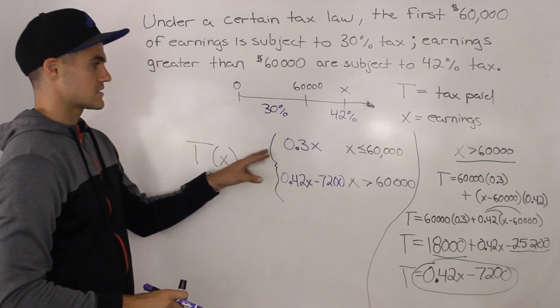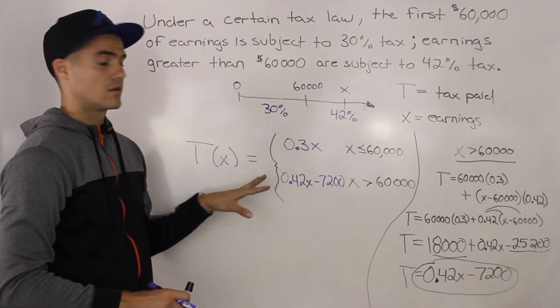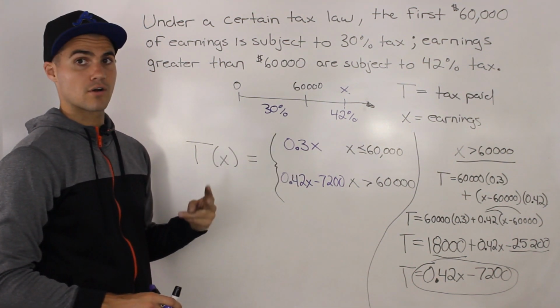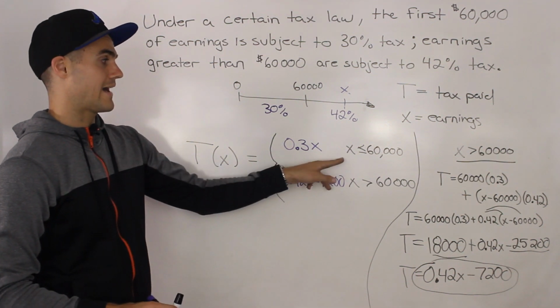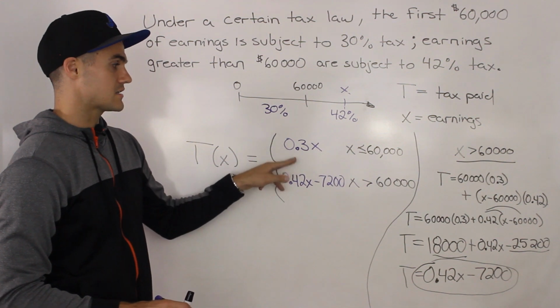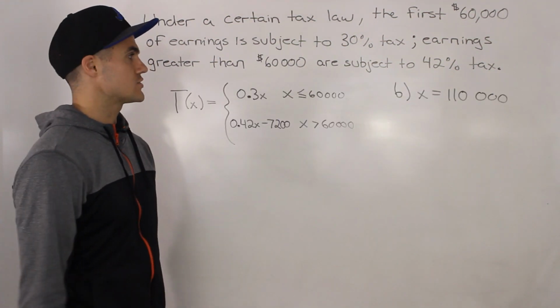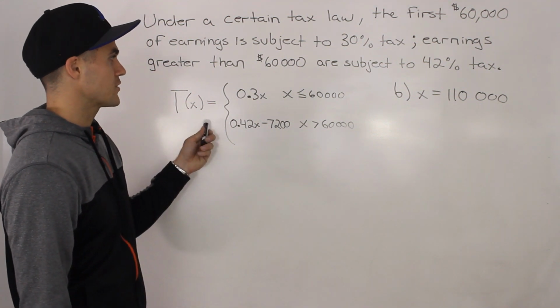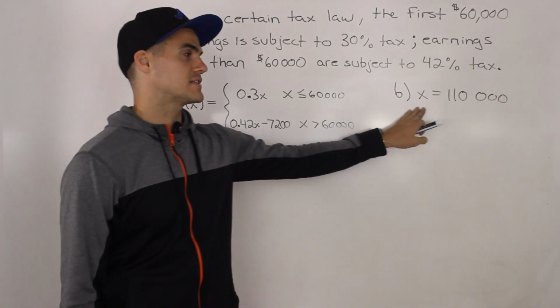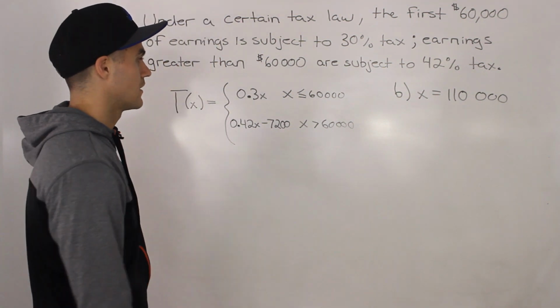So this is the simplified function for the tax paid. And notice how there are two cases: when the earnings are less than or equal to 60,000, and when the earnings are greater than 60,000. So moving on to part B, we have our function from part A, and now we have to find the tax when the earnings equal 110,000.